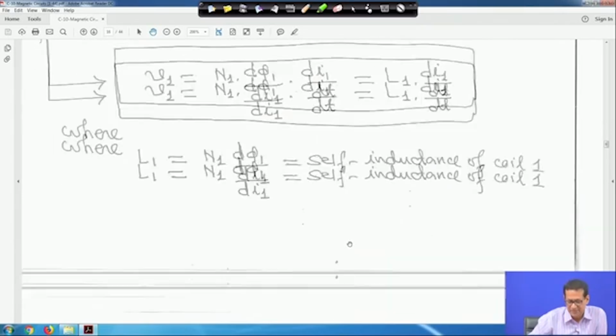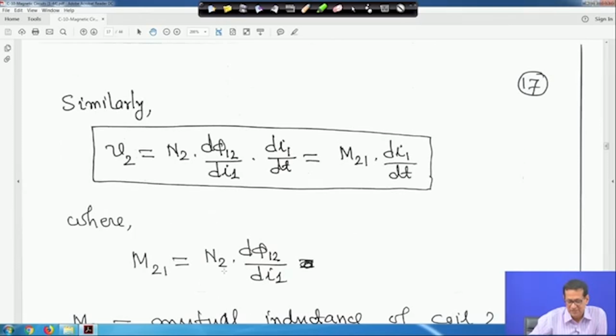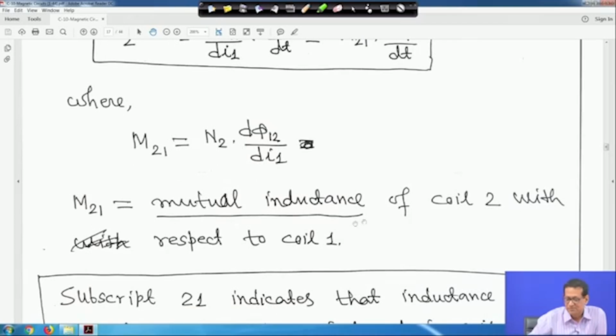Now similarly for V2 case we can write again chain rule, V2 is equal to N2 d phi 12 upon di1 into di1 upon dt. It is actually mutual inductance. So N2 d phi 12 upon di1, we are writing M21 di1 upon dt, where M21 is equal to N2 into d phi 12 upon di1. This is actually mutual inductance, right. So M21 is the mutual inductance of coil 2 with respect to coil 1. This is the meaning of the suffix, right.